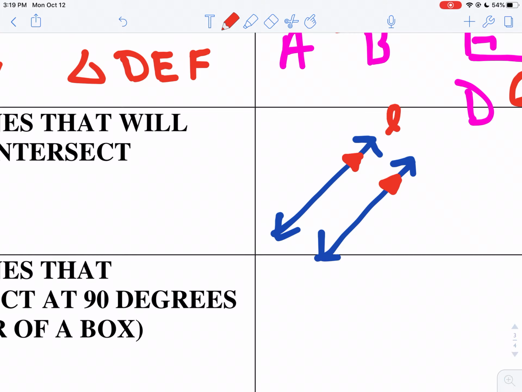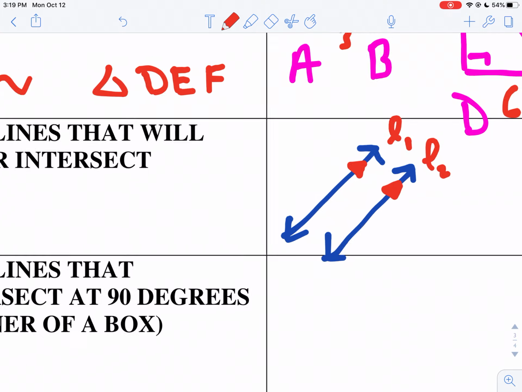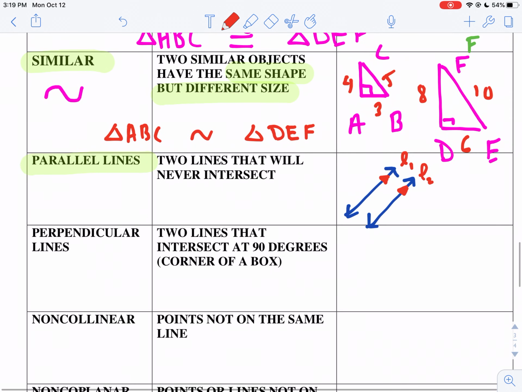And again, I'm just going to use L1 and L2. Okay, so how do you write that two lines are parallel in geometry? First of all, you need your L1 and you need your L2. And the parallel symbol is just these two slanted lines together like that. All right, so here L1 is parallel to L2.